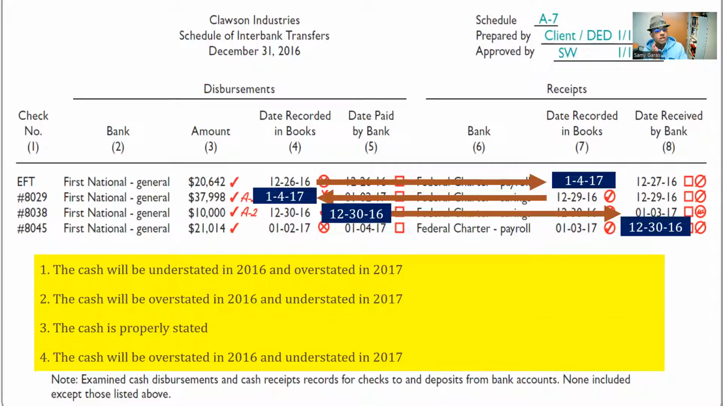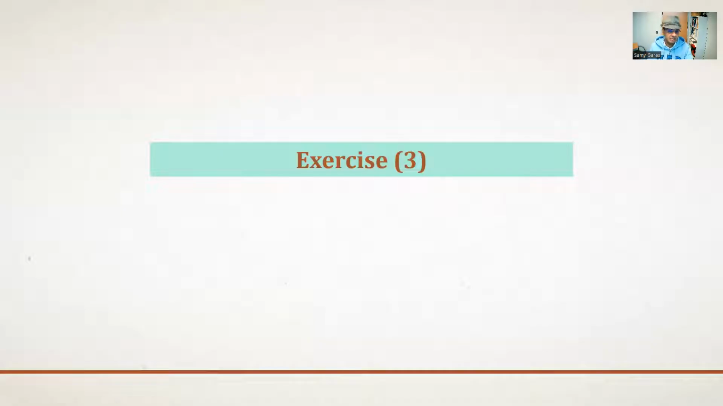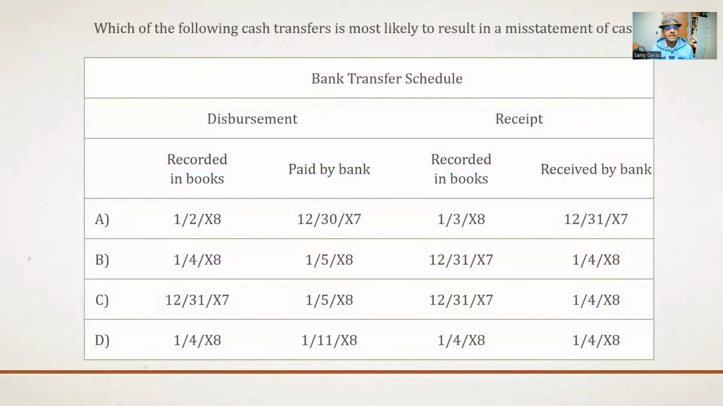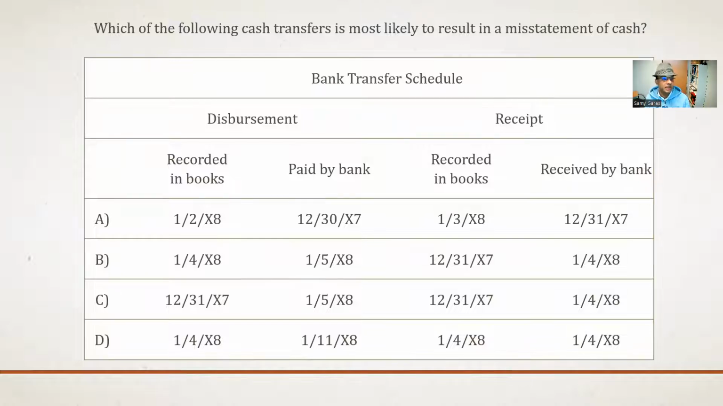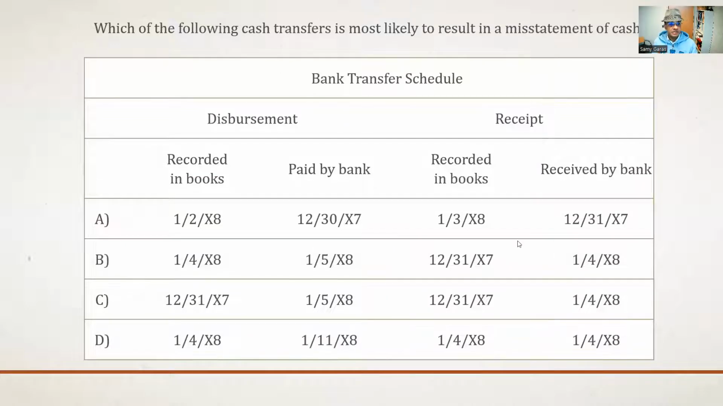And I'm going to show you three different exercises here that discuss this issue of cash kiting. Let us take a look at the first exercise. Here, exercise 3, because in the previous video, I had exercises 1 and 2. So this is the third one. And here, it's a very simple multiple choice question. It says, which of the following cash transfers is most likely to result in a misstatement of cash? Please stop my video for a minute, read the four situations, and try to figure out which one is the right one.